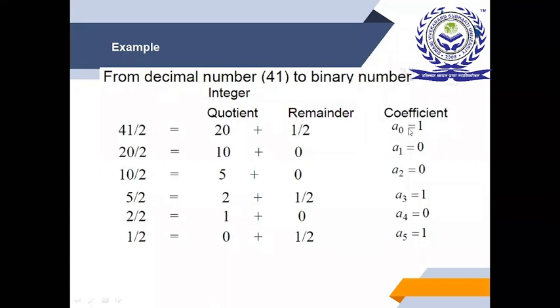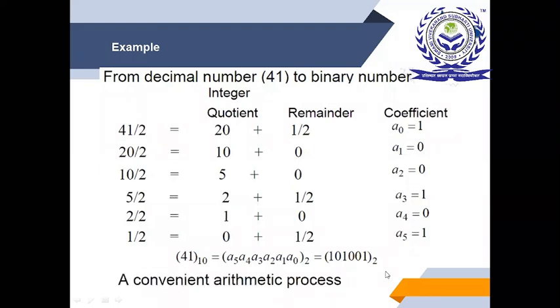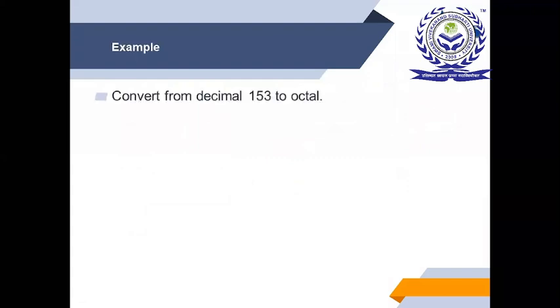This a0 is your LSB, the least significant bit, and a5 is your MSB, the most significant bit. We arrange the number, so 41 base 10 will be 101001 base 2. In this manner, we can convert any decimal number into any base number. This is the convenient algorithm we have followed. Let us take some more examples.